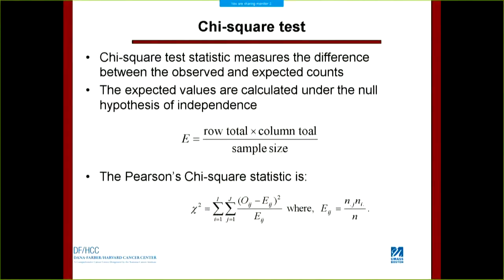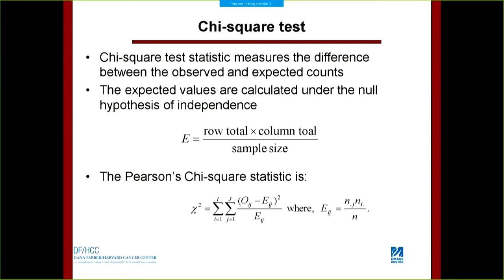value. The expected value is the row total times the column total divided by the sample size. Then we sum all these differences between the observed value and the expected value to get the chi-square test statistic.